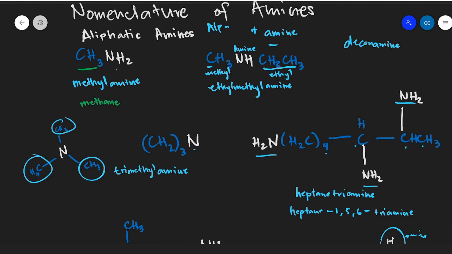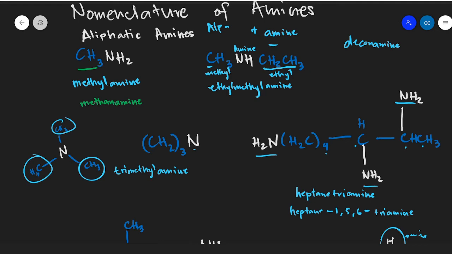So, since our methane is attached to our ammonia, all we need to do is remove the E, then attach. So, that is the difference between our common name, which is methylamine, and our IUPAC name, which is methanamine.